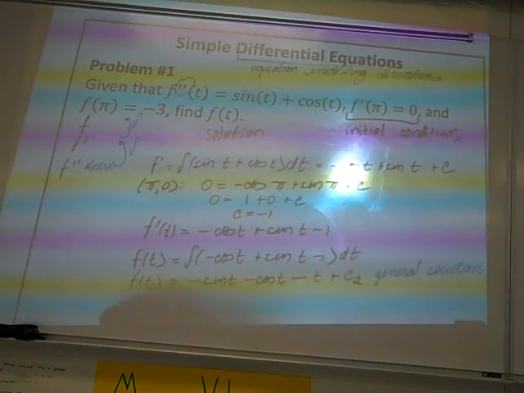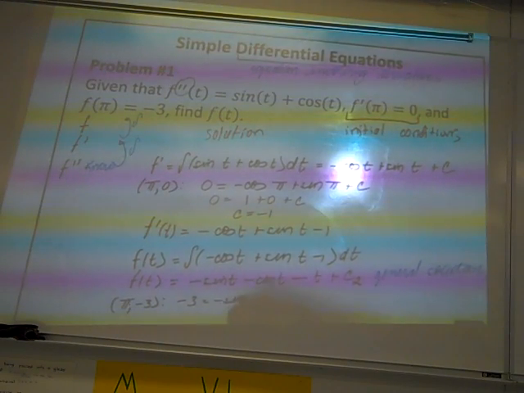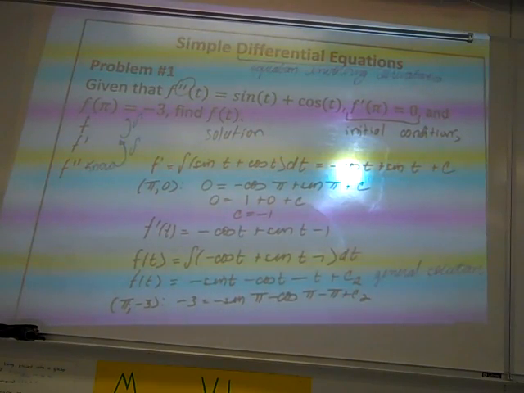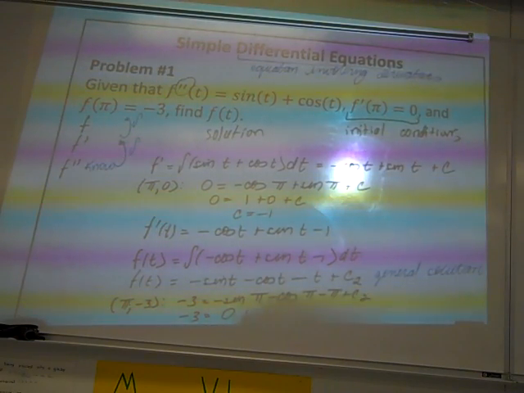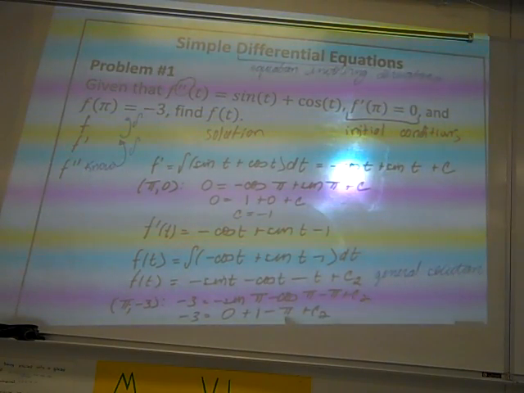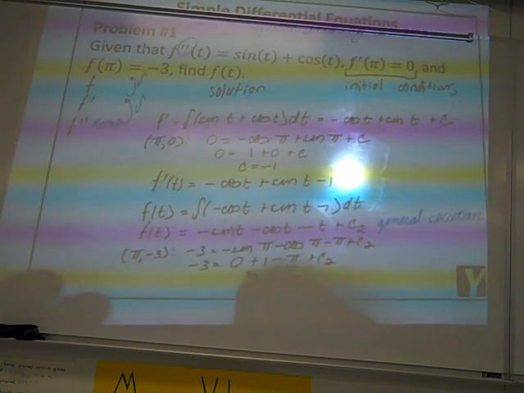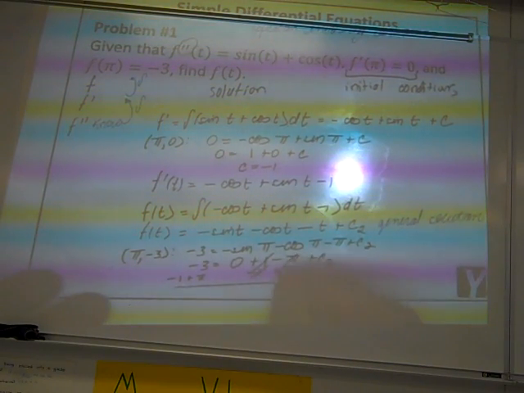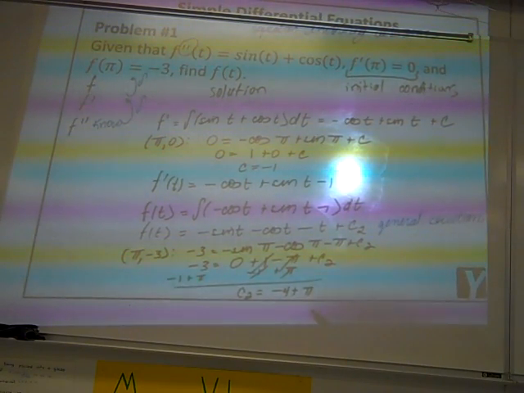F of pi is negative 3. So let's use pi and negative 3. Negative 3 equals negative sine pi minus cosine pi minus pi plus c2. Let's see, sine of pi is 0, cosine of pi is negative 1, so that becomes positive 1, minus pi plus c2. Now pi is a number. That means I can add pi to both sides, just like I normally would with any other number. I can subtract 1 from both sides, and so what I'm going to get, the 1's will cancel out, the pi's cancel out, c2 is equal to negative 4 plus pi.